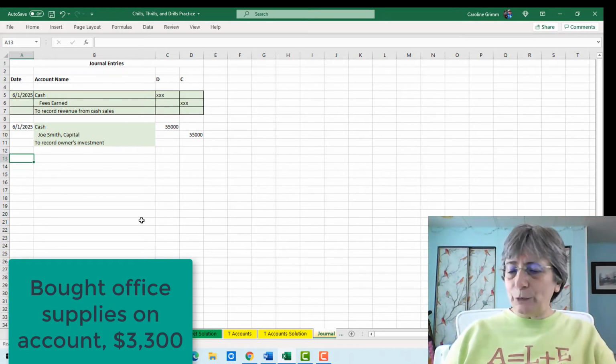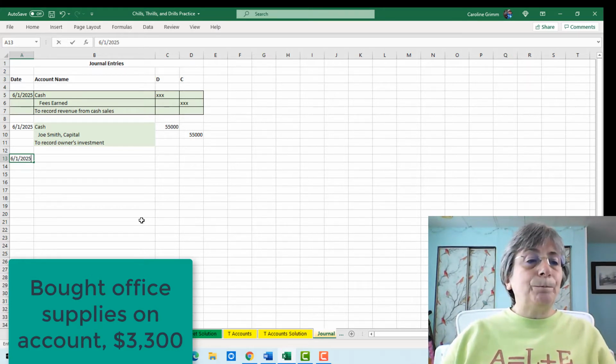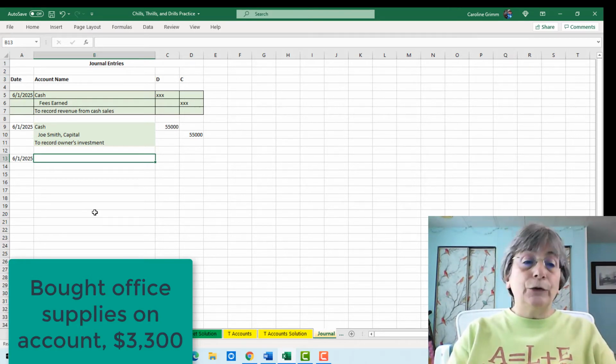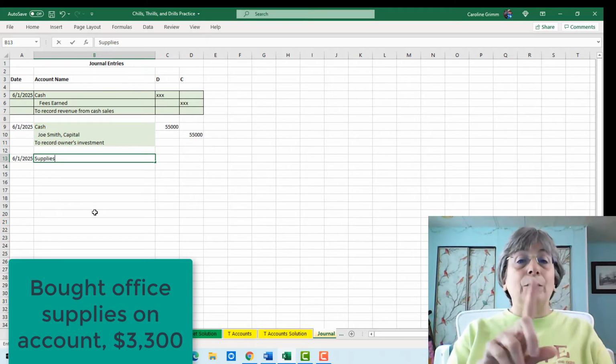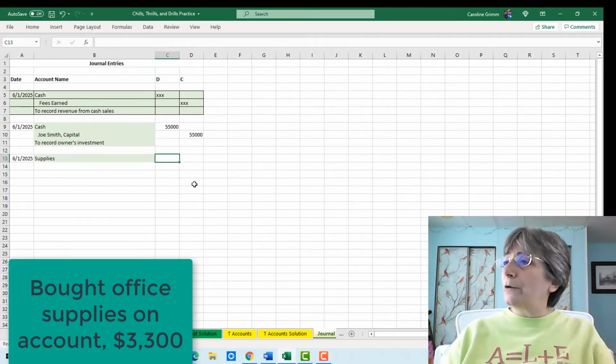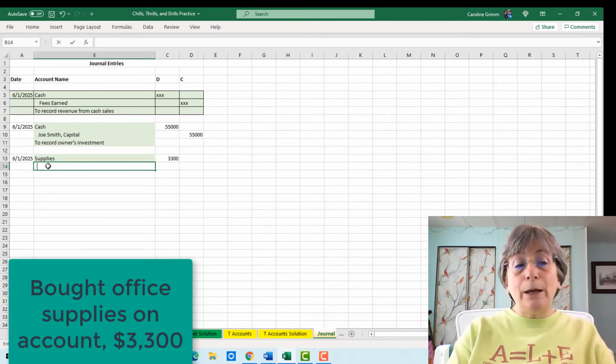So the next thing that happens is we purchase office supplies on account. And I'll use 6/1 as my date again. So what are we getting? We are getting supplies. And this is supplies, the asset account, not supplies, the expense account. So we got $3,300 worth of supplies. And then how did we pay for them?